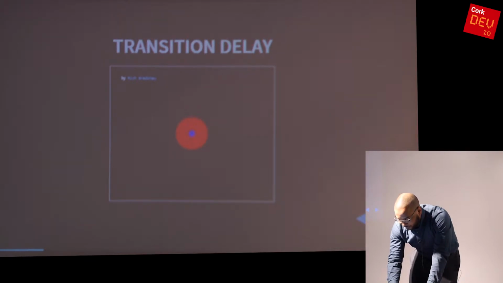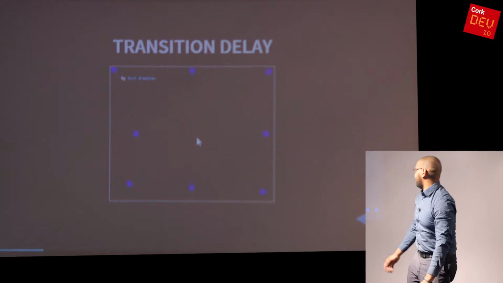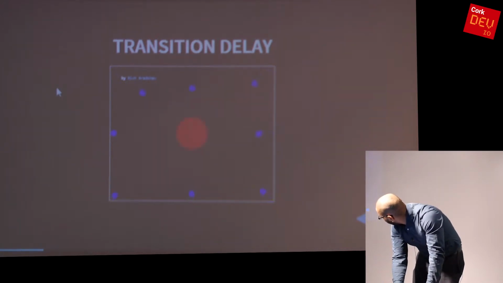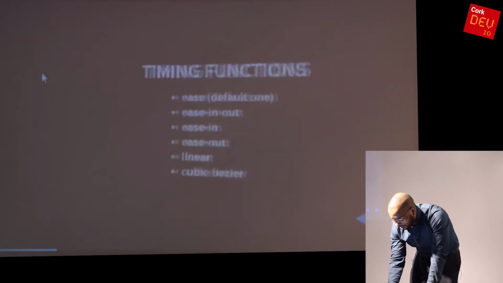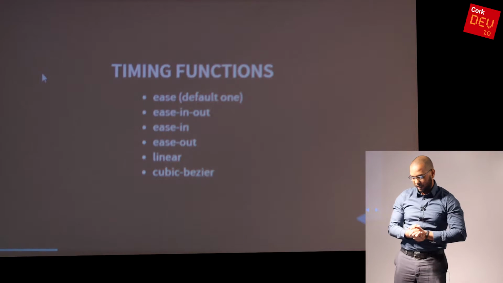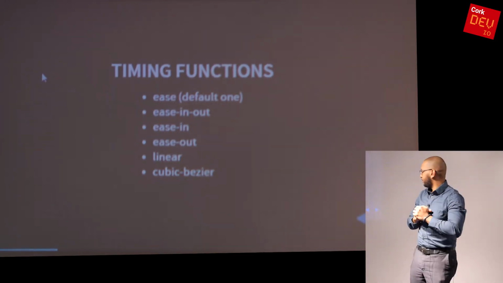Another property of transitions is the transition delay, which lets you delay the way the stuff is animated, as you can see on this nice red ball. Then another thing you can specify when dealing with transitions is the timing function, which is kind of the easing that you want the transition to take.